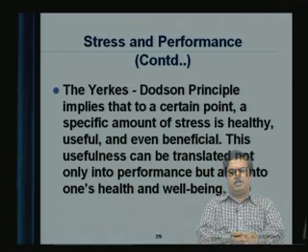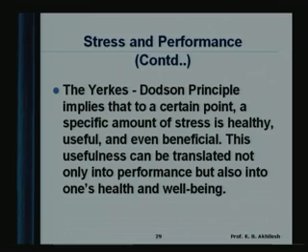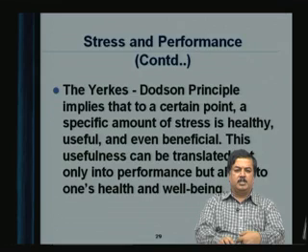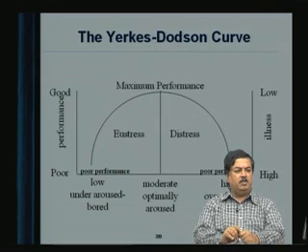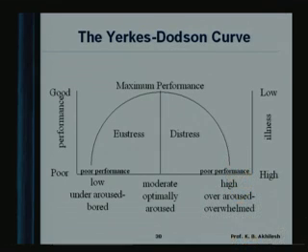So usefulness can be translated not only into performance, but also into one's health and well-being. So people do get excited around this new stress. But then what we are talking about is good performance. So in this model you can see the poor, moderate and high. Also you will see the poor performance, and there is also a poor performance at the end in the circle. And then you are also seeing the performance and illness. So on one side illness is high and the illness is low.